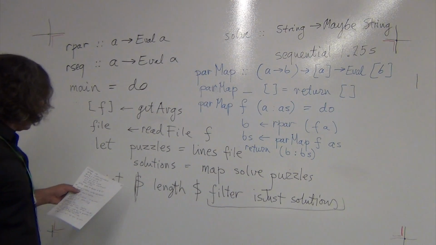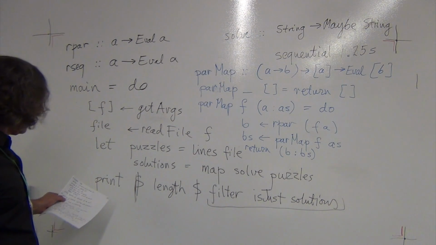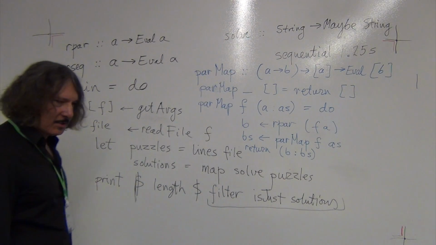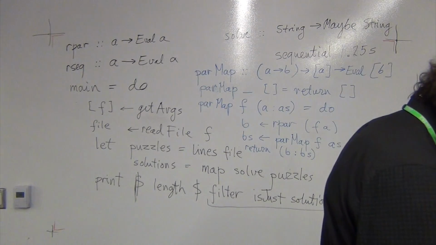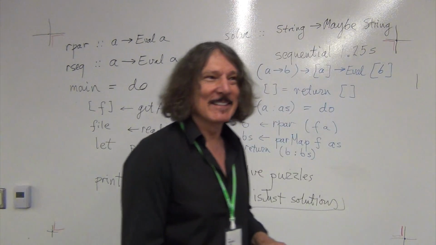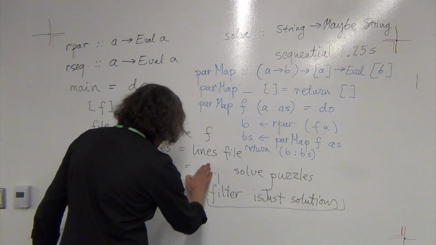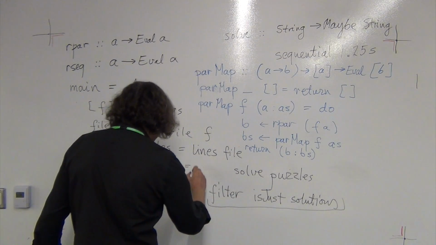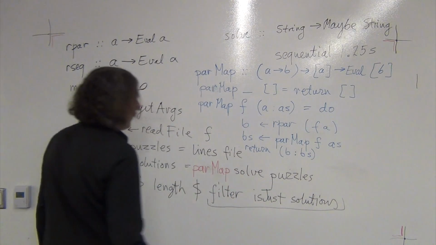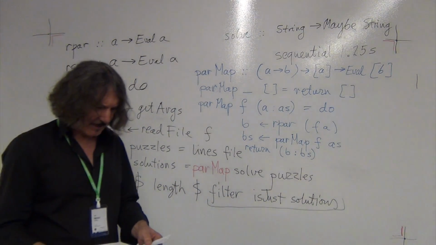So the change to this implementation is really trivial. The only change, I'll put it in red. So you'll see how easy it is to parallelize these things in Haskell. Instead of map, I'll put parMap. And that's it. Is that great?